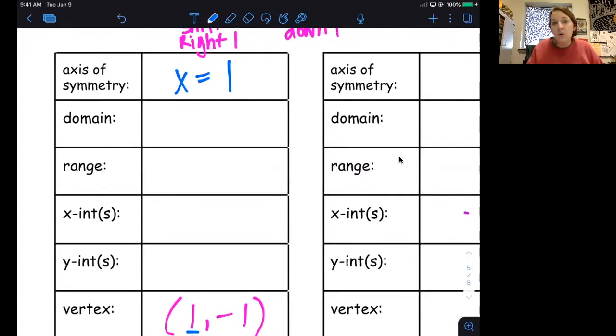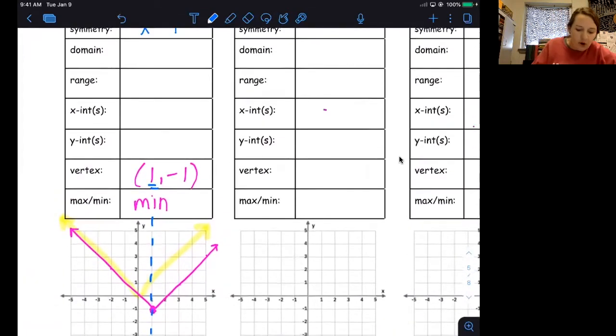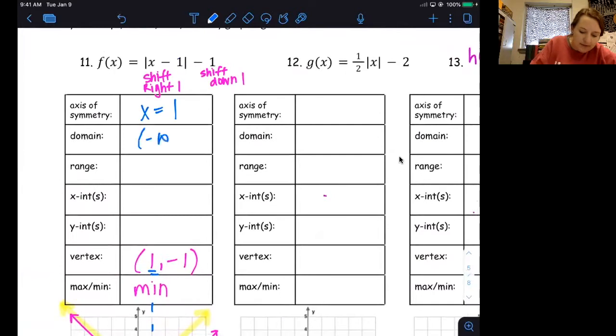Okay, domain for this whole entire unit is always going to be all real numbers, because regardless of if your absolute value is pointing up or pointing down, it's always extending to the left and extending to the right. So there's nothing that's going to change that. It's always going to be all real numbers. So I'm going to say from -infinity to +infinity.